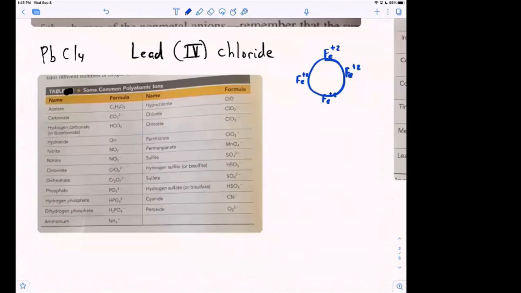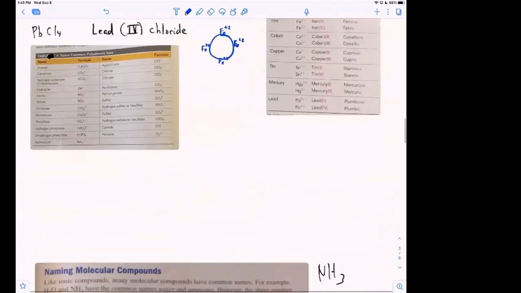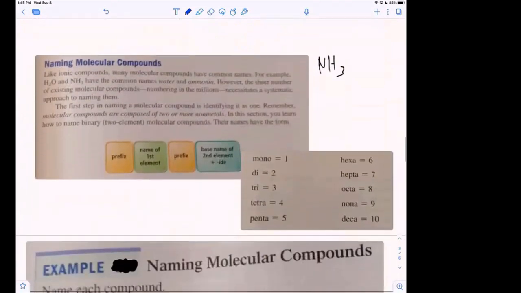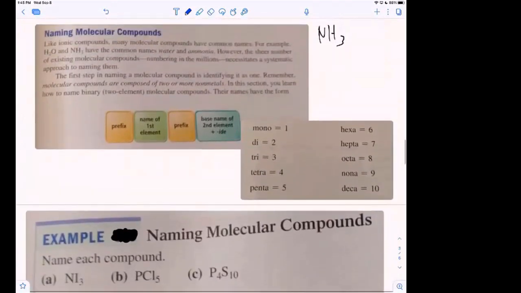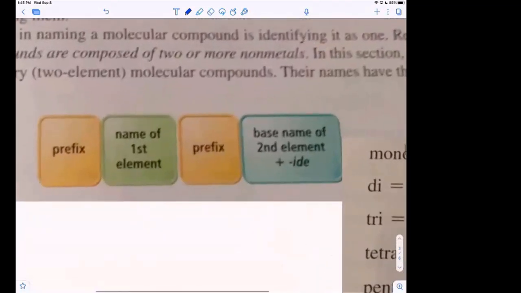So I said I'd briefly mention it, and we're having a conversation. All right, so ionic compounds done, let's talk about molecular compounds. The way that you name molecular compounds, for nonmetals, is: prefix, the name of the first element, prefix, the name of the second element, plus -ide.